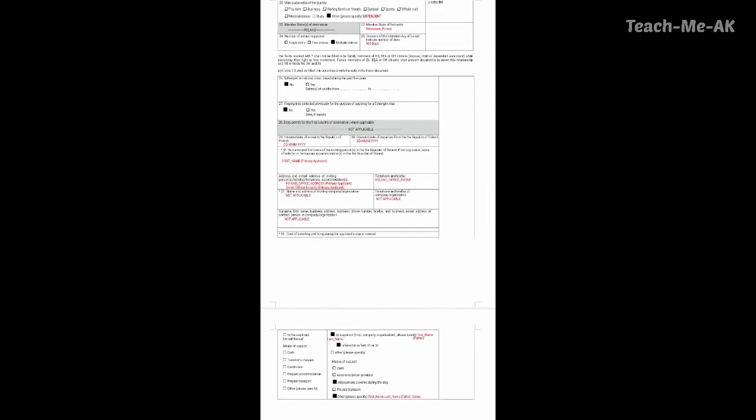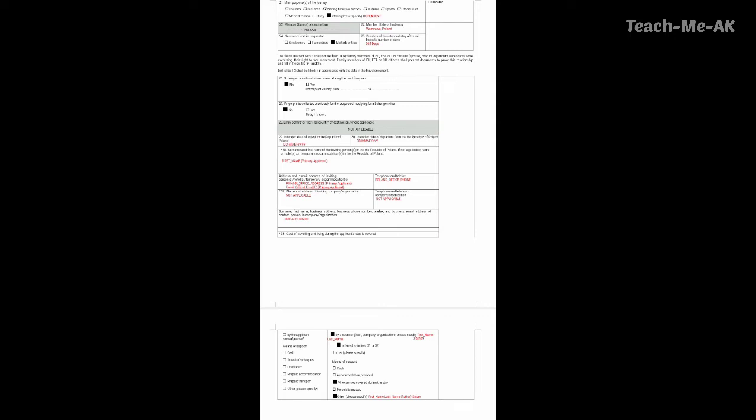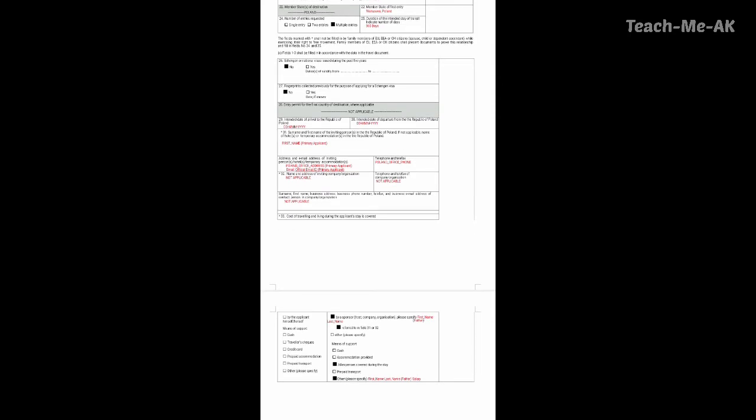And going to 29th question, which is intended date of arrival to the Republic of Poland. So please mention here your date of travel to Poland. So that should be the start date of your arrival to the Poland location, which is your travel date. Please mention it in the format of DD-MMM-YYYY.